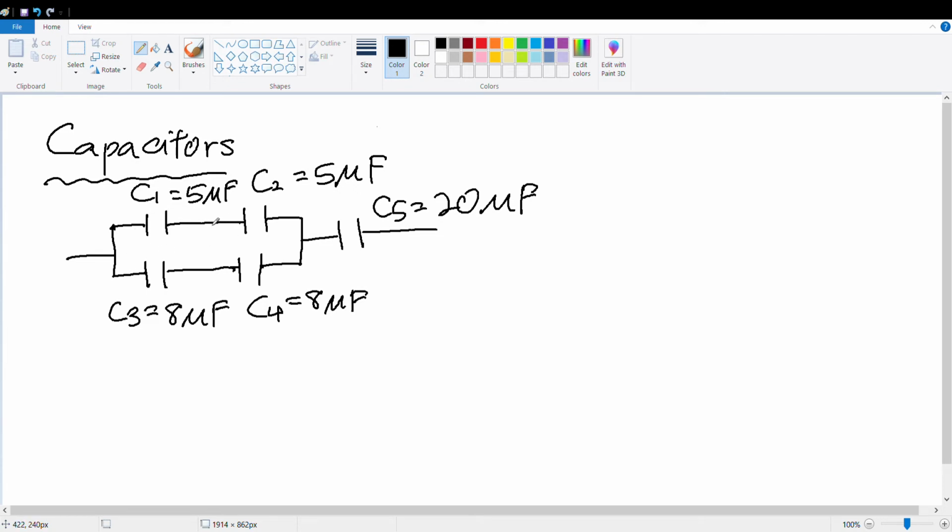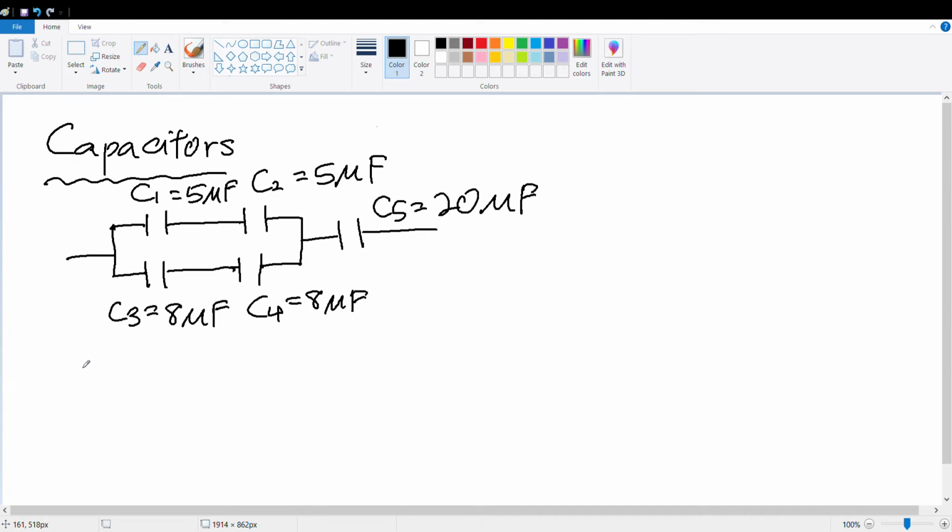Okay, so let's begin with the first and the second capacitor. We can see that the first and the second capacitor, and the same goes for the third and the fourth capacitor, both pairs are arranged in series. If we combine the four capacitors, this C1 and C2 is actually parallel to C3 and C4. So before that, let us find the total capacitance for C1 and C2.